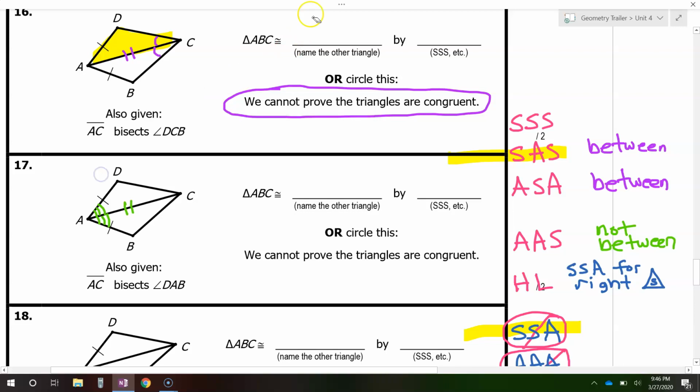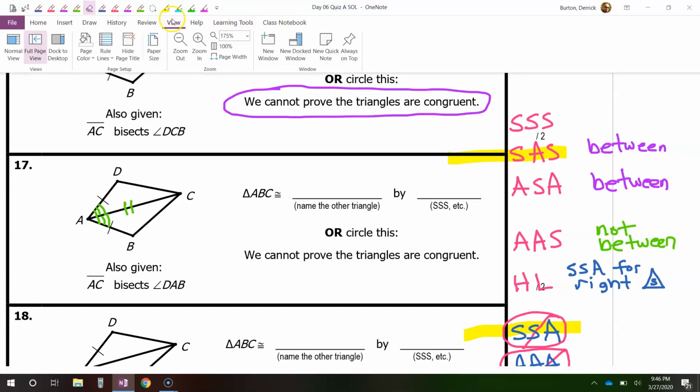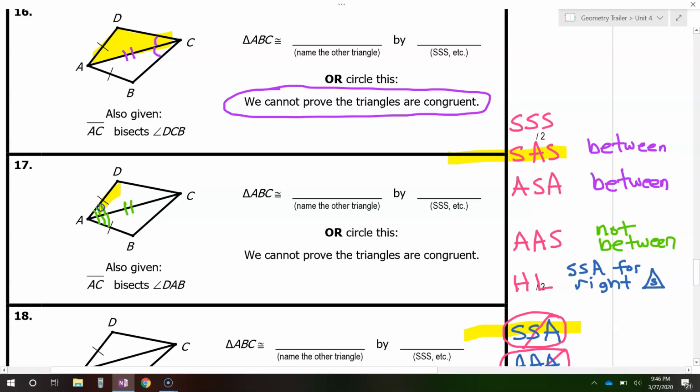All right, now focus on one triangle at a time. So let's look at the top triangle for a second. What do we have? We have two sides and an angle. That means it's either going to be side angle side, side side angle, which doesn't exist, or it could be hypotenuse leg. Is this a right triangle? No. So it's not hypotenuse leg. Is the angle between the two sides or not?